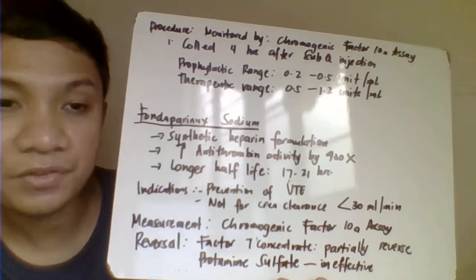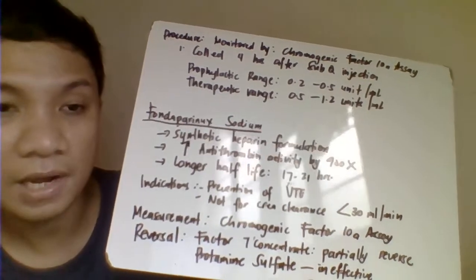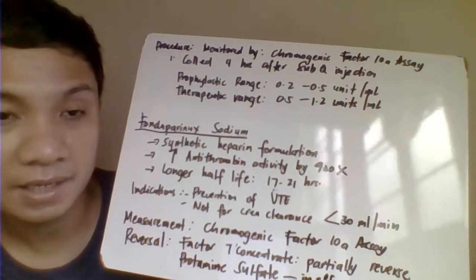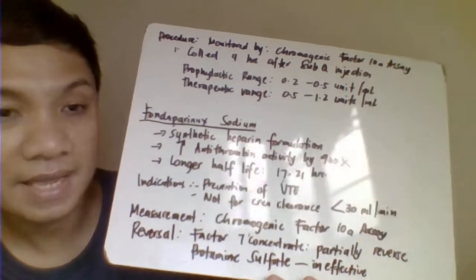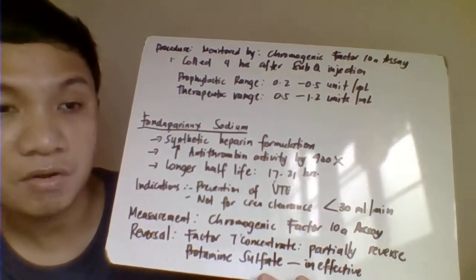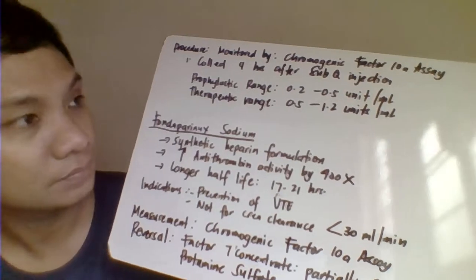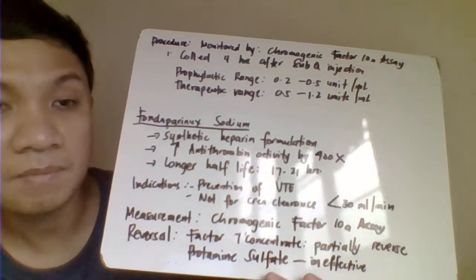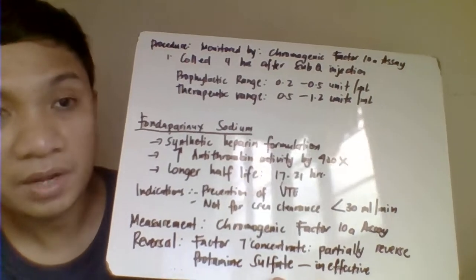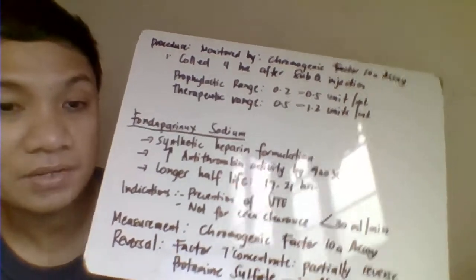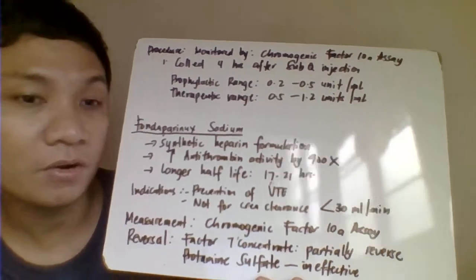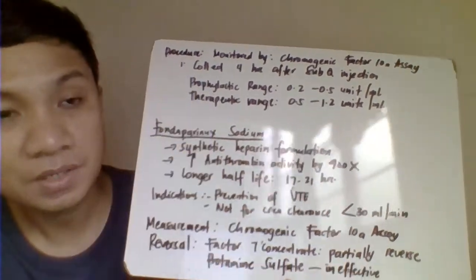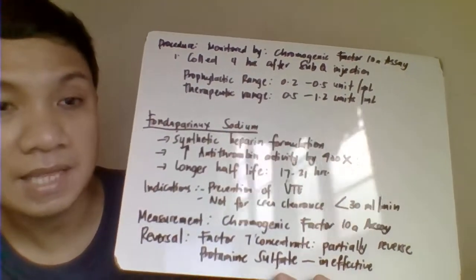Okay, then to monitor the patient on low molecular weight heparin, we are using the chromogenic factor 10 assay instead of the prothrombin time in unfractionated heparin. Instead of the activated partial thromboplastin time that is utilized when you are giving unfractionated heparin, for this we use the chromogenic factor 10 assay. So how do we monitor the clotting time of our patient?